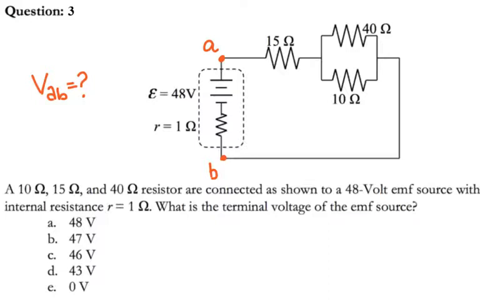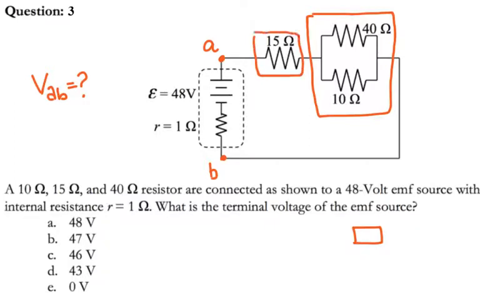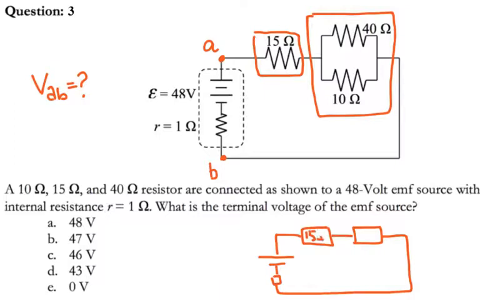At first I see that these two resistors are connected in parallel, so I can find their total resistance and replace them with one resistor. Then I have the 15 ohm resistor, and then I have the battery, the internal resistance of the battery, and the rest of the circuit. So this one is 15 ohm. I need to calculate the total resistance of this branch together.